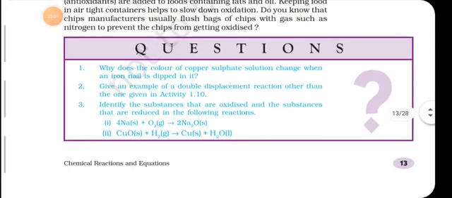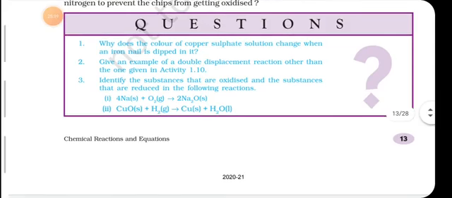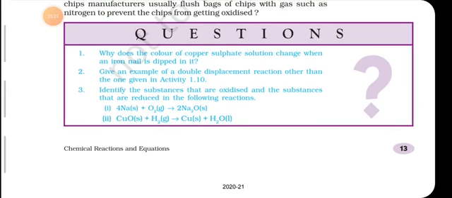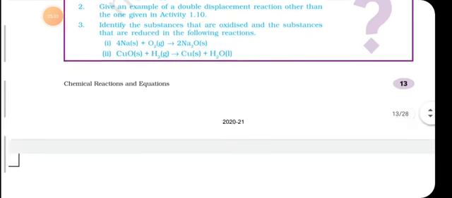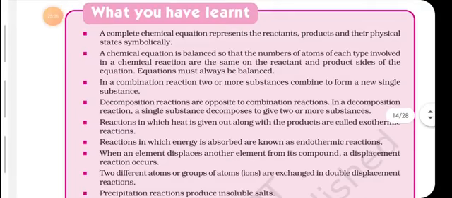So I hope you are clear with this. There are various questions given over here, you need to solve them by yourself. They have given us an example of double displacement reactions. The first question is, why does the color of the copper sulfate solution change? Due to the displacement reaction, iron loses its identity and forms FeSO4. So the copper sulfate solution changes its color. I hope you are clear with this, students.